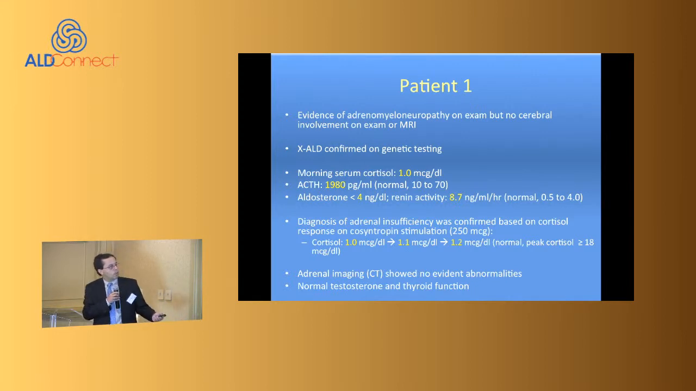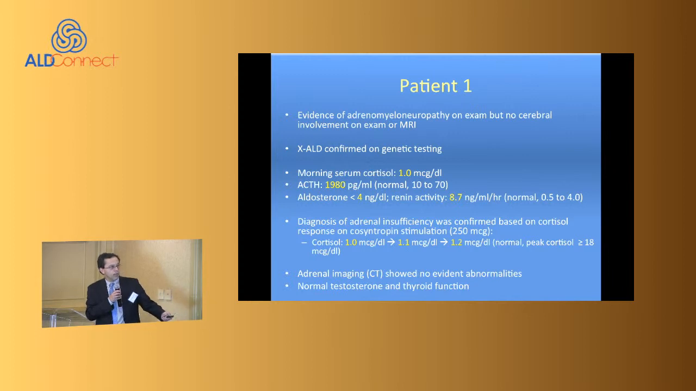Here's just a follow-up to Rose's presentation. His morning cortisol was 1, and this is really diagnostic of adrenal insufficiency, well below 3. ACTH, the pituitary hormone that normally sends the message to the adrenals to function, was sky high, and that's really indicative of lack of cortisol. His aldosterone was undetectable. Renin was high, reflecting lack of aldosterone. So this patient is missing both cortisol and aldosterone and clearly has adrenal insufficiency.